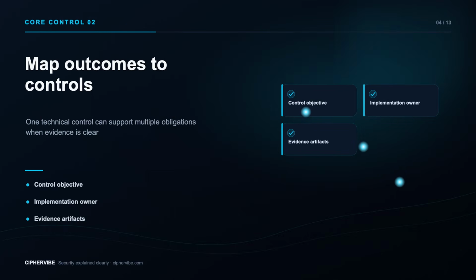The second building block is map outcomes to controls. Map each requirement or objective to implemented controls, owners, operation frequency, exceptions, and evidence. Avoid copying framework language into a spreadsheet without confirming how the cloud configuration, process, and records demonstrate the intended outcome.